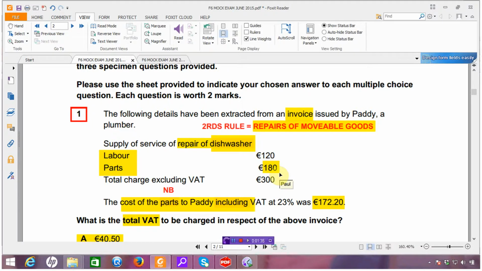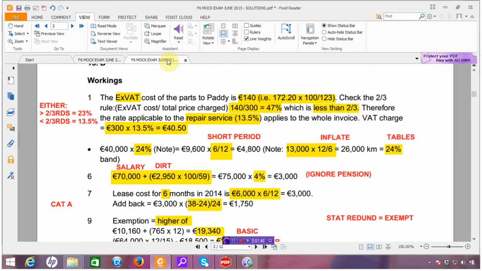So we'll see when we look at the answer that in effect what they do is they say, well, what's the cost of the parts to Paddy? Let's net them off and then let's compare that to the overall cost. So if we look at the answer here, we'll see that the ex-VAT cost to Paddy is actually 140, and that's simply the 172 scaled back to exclude the 23% VAT. So it's only at that point that we can then apply the comparison.